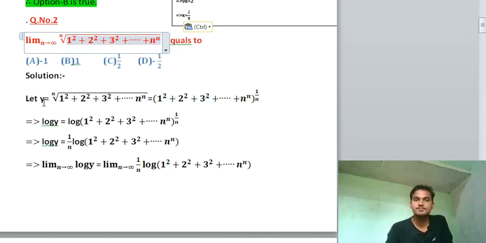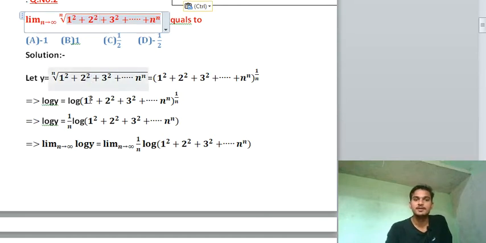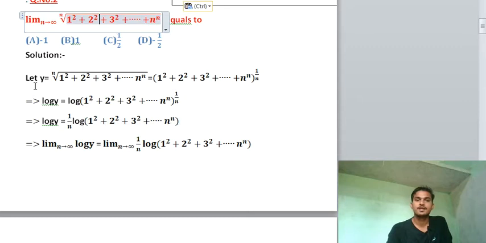So here our goal is to find the limit of y, limit n tends to infinity of y. If we can find the limit of y, then that will be the answer. So to find the limit of y, we have to solve it. First we took the logarithm of both sides. This is y and this is 1 square plus 2 square plus 3 square plus dot dot dot plus n to the power n, whole to the power 1 by n. We have to take the logarithm of both sides, so log y is equal to log of this.